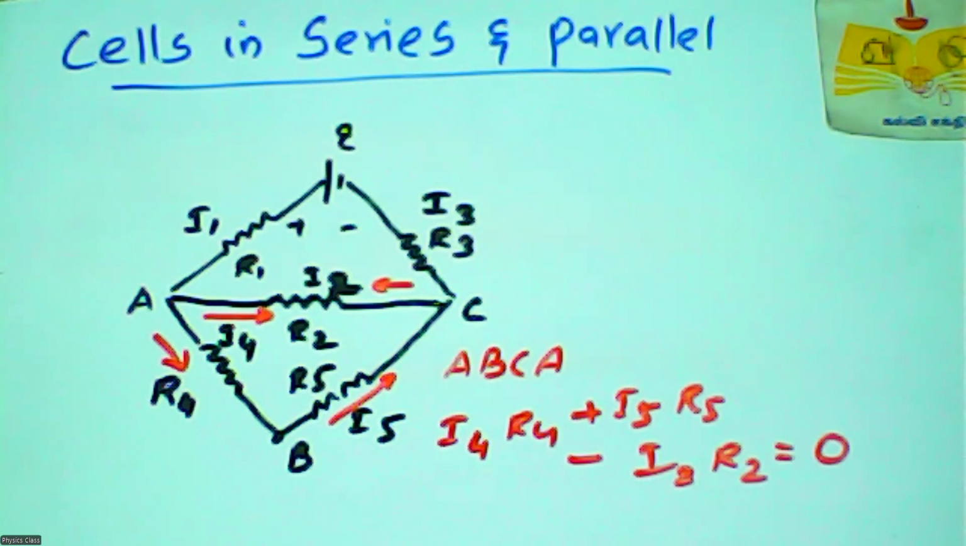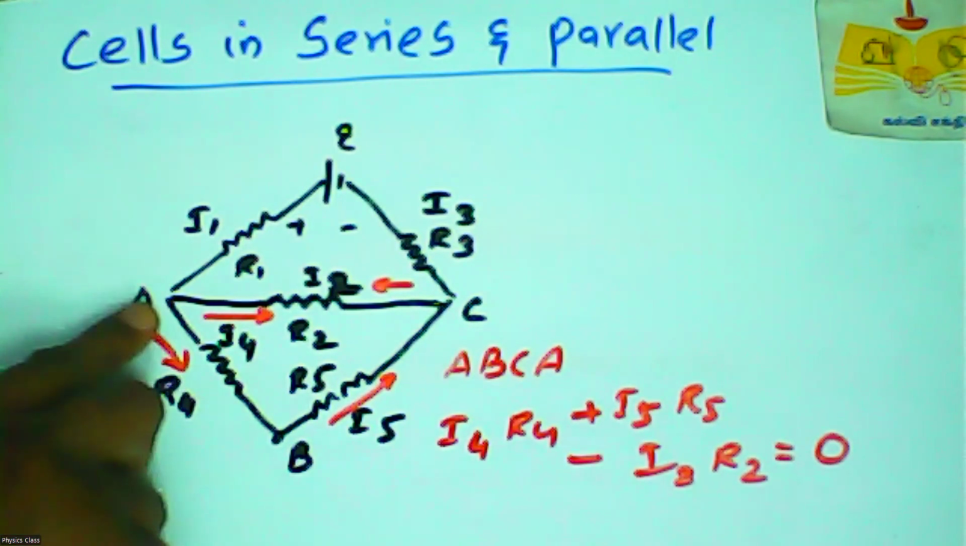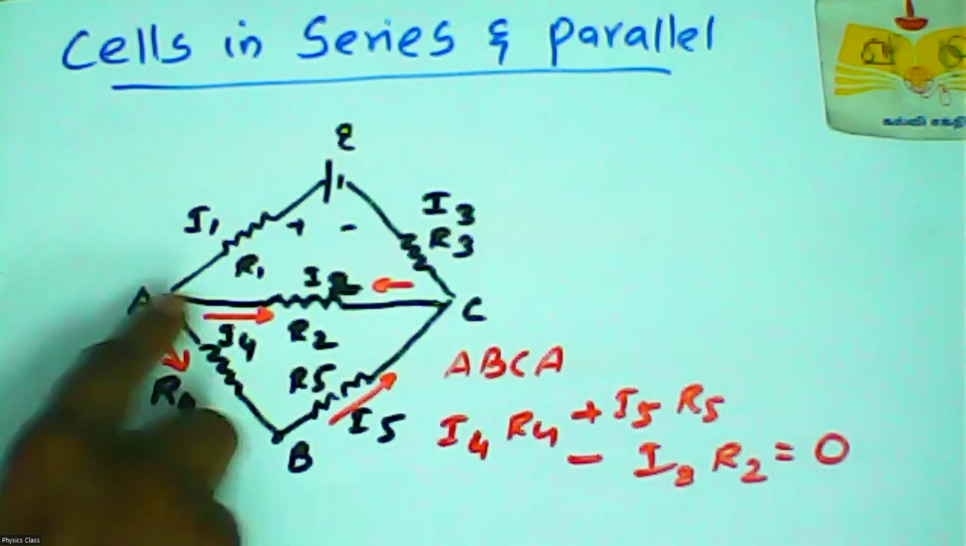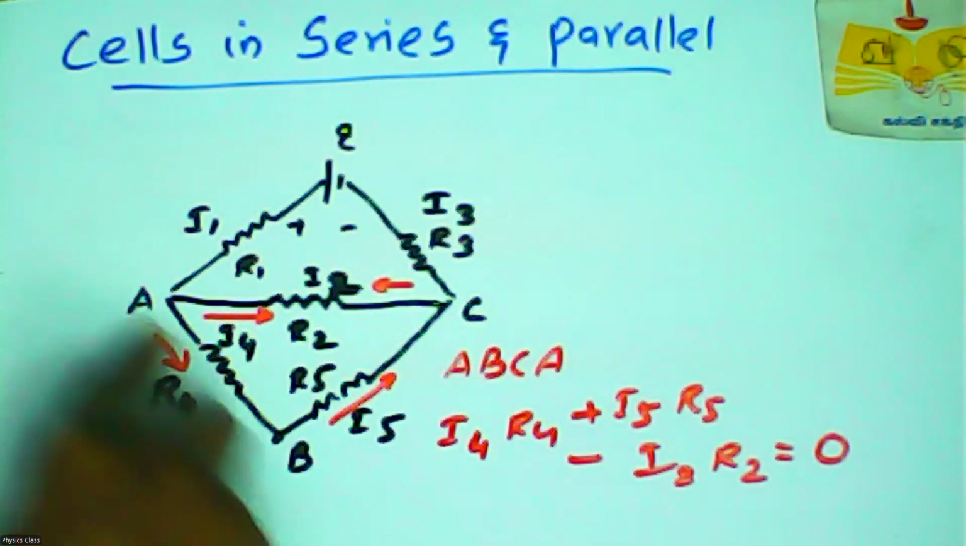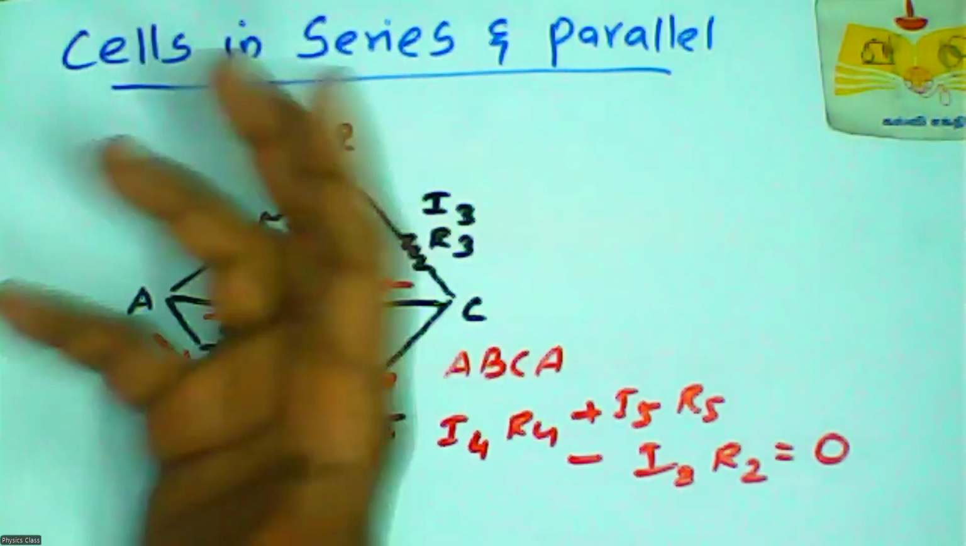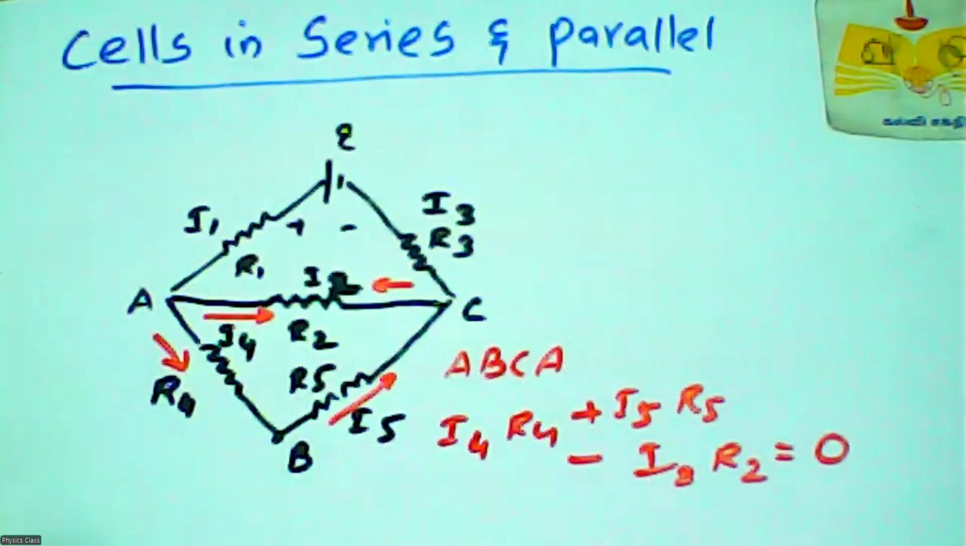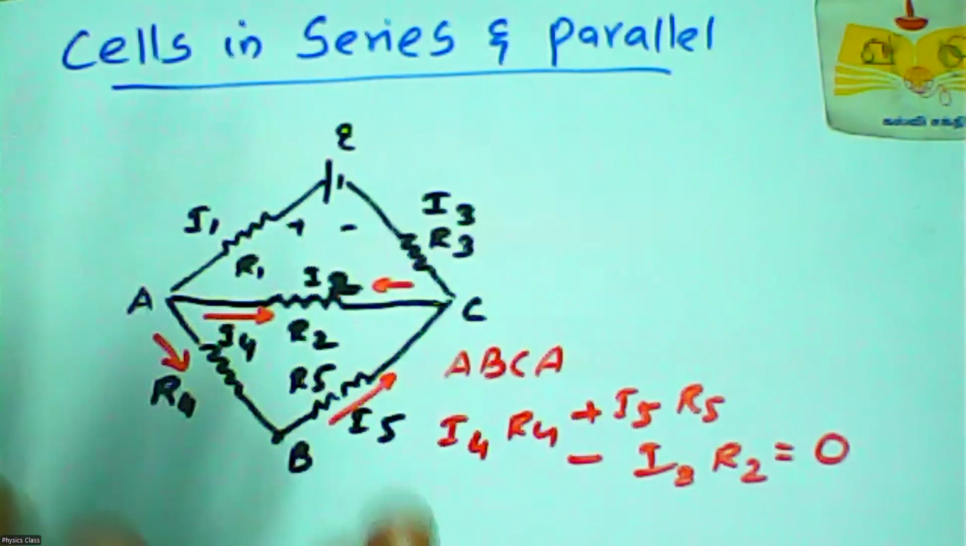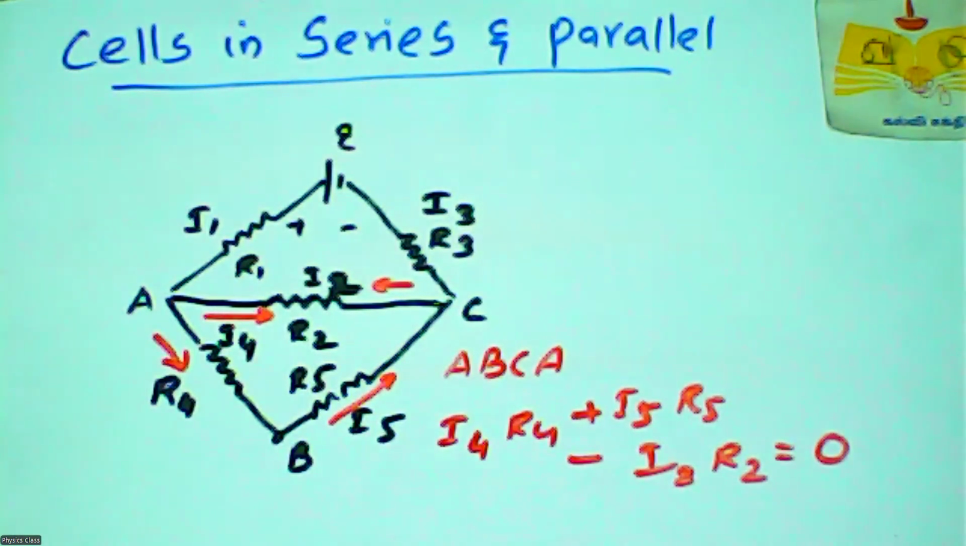So I4 R4 plus I5 R5 minus I2 R2, because the current is passing from A to C, but we are going from here to here, so the current is opposite to our direction of traversal. That's why I am putting the minus sign. This is Kirchhoff's voltage law.